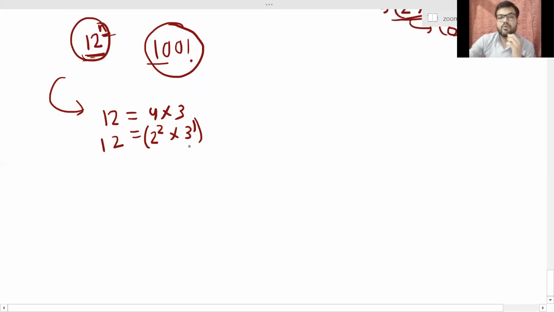Okay, so now class, sorry guys, look at this: here you have to find the maximum power of 2 squared and the maximum power of 3.